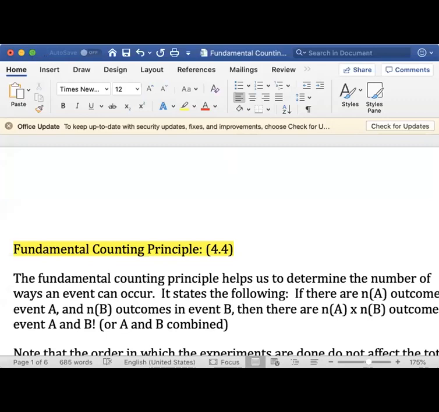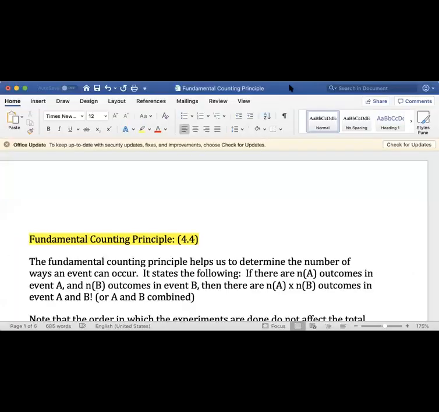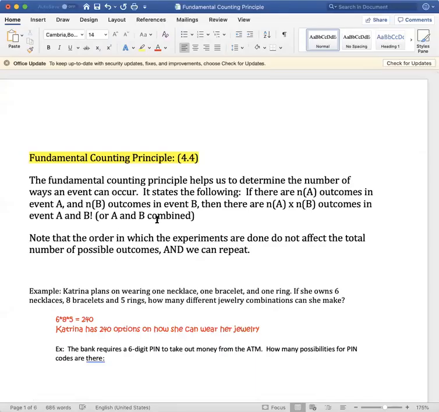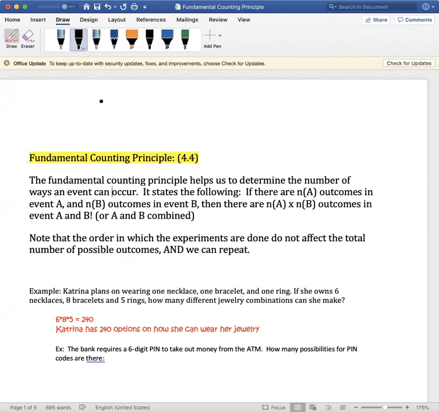Hi, all, and welcome to our next lesson on probability. And today we're going to talk about something that we call the fundamental counting principle. So these are all different ways that we can talk about how to group things together or how to find a bunch of combinations of ways for things to happen.